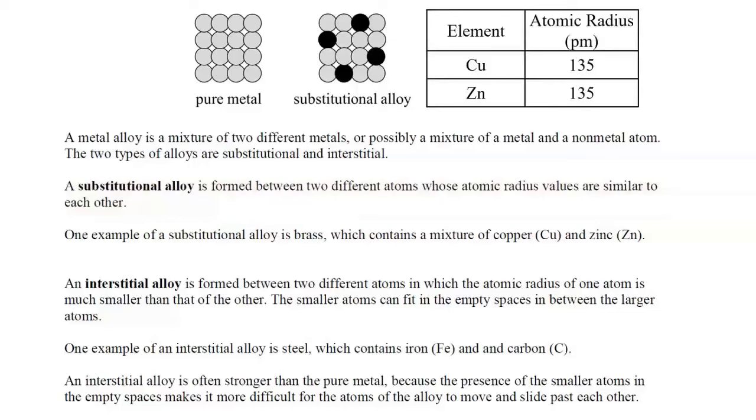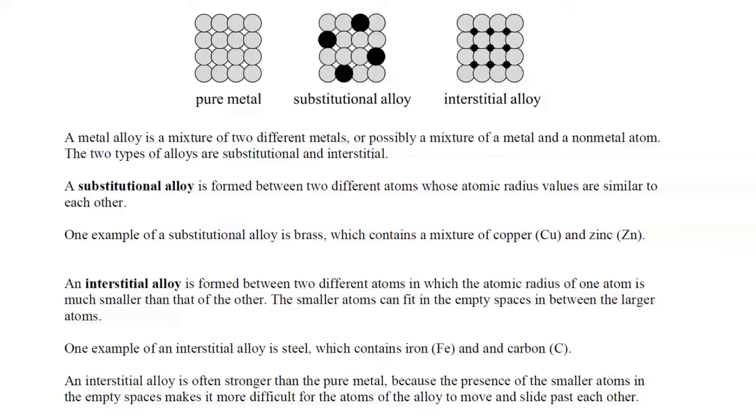And you can see in this table that since the atomic radius of copper and zinc is the same, and even if they're not exactly the same, if you have two atoms that have very similar atomic radii, then a substitutional alloy is formed. So you can see that all these circles are about the same size.